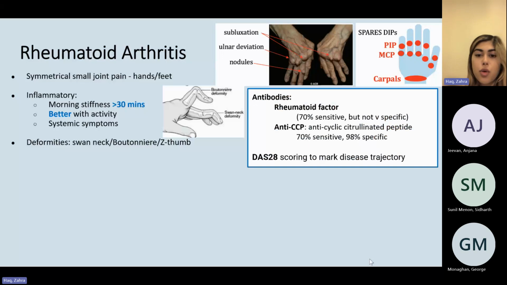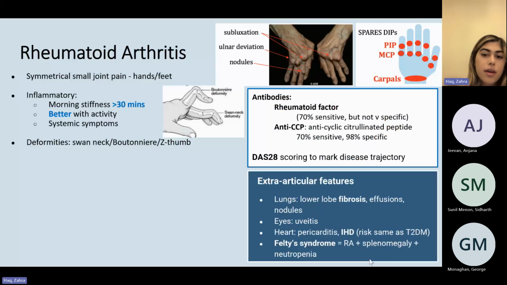We can also use certain scoring systems when taking a history from a patient, such as the DAS-28, and this tells us how many joints are affected and links that to the prognosis of the patient.